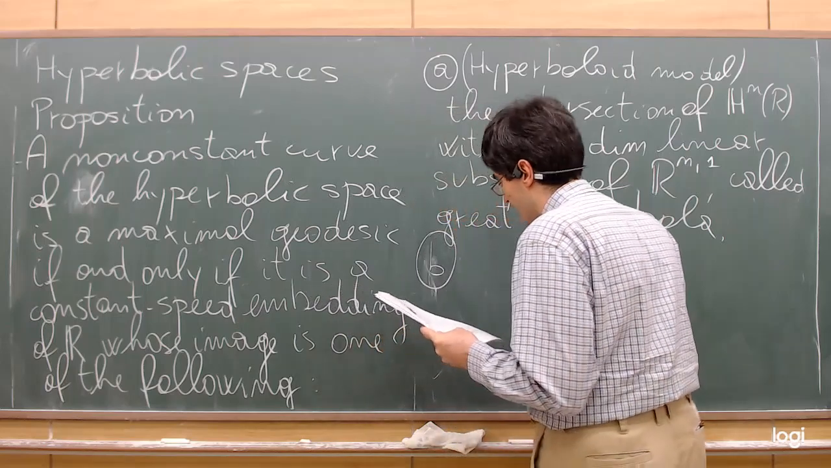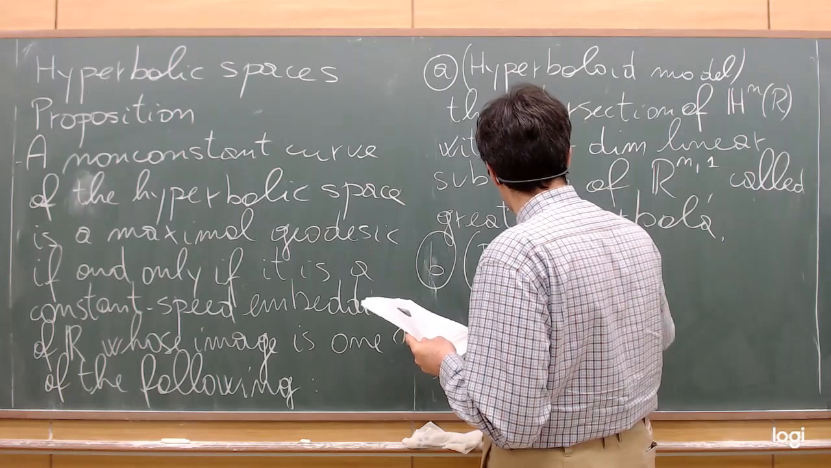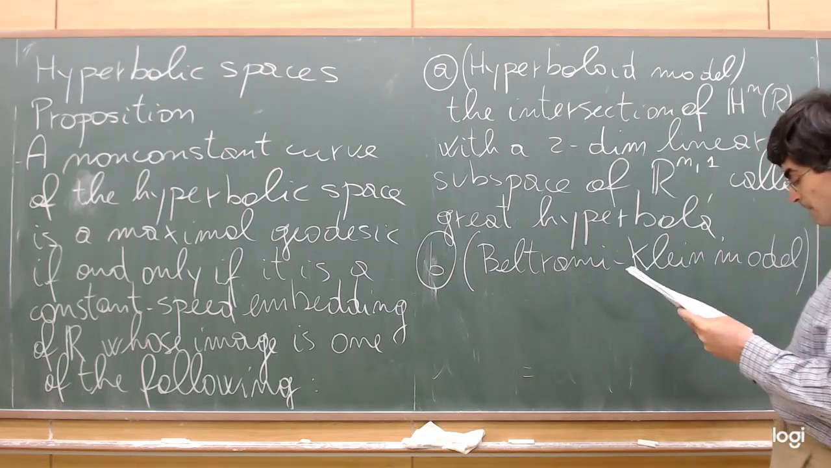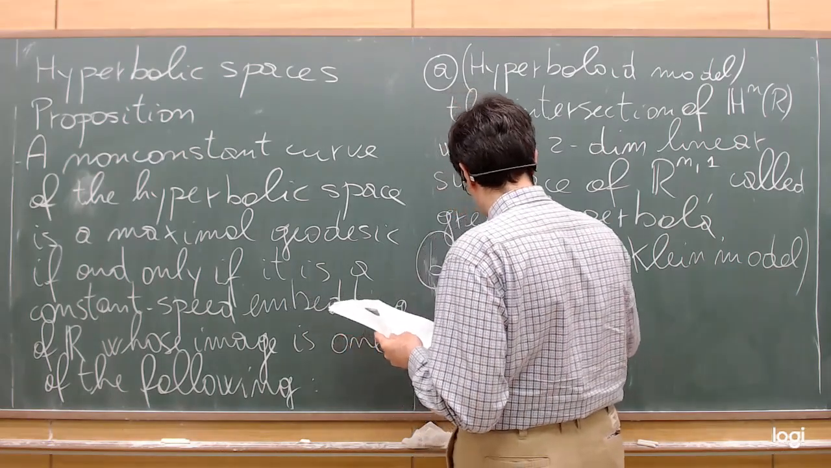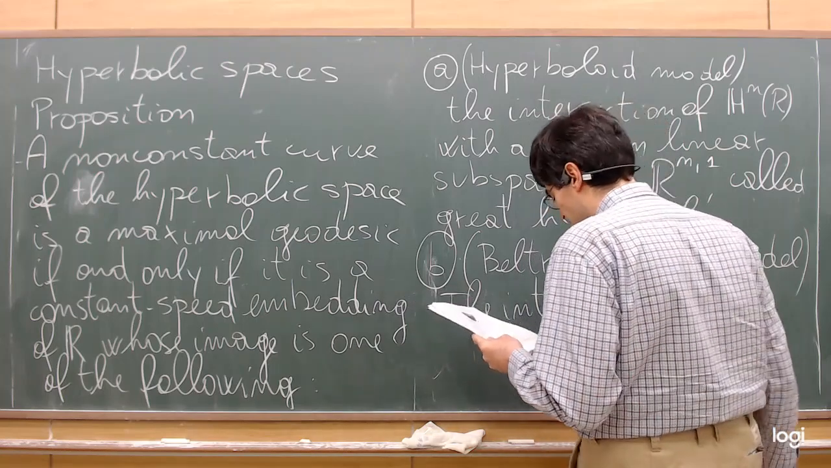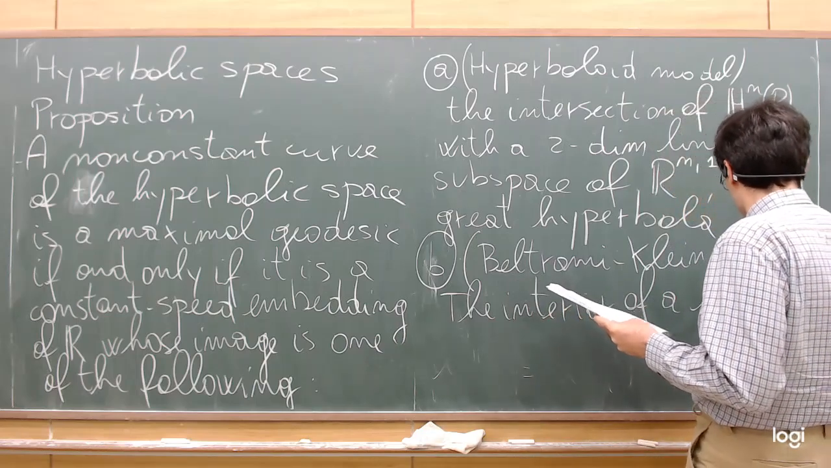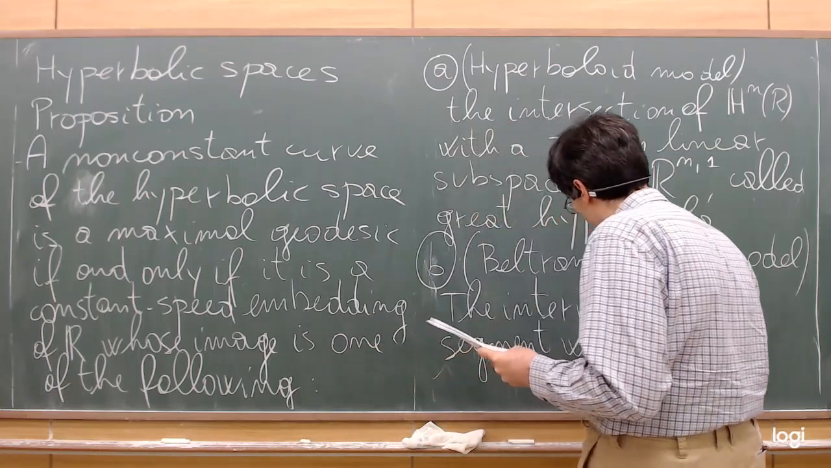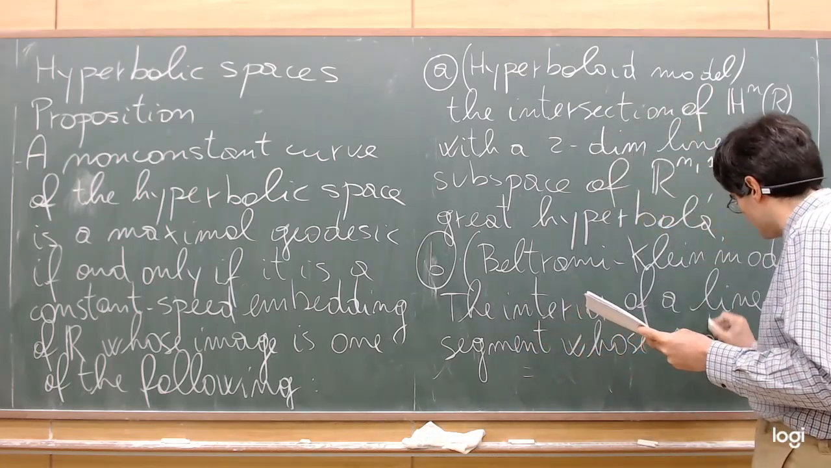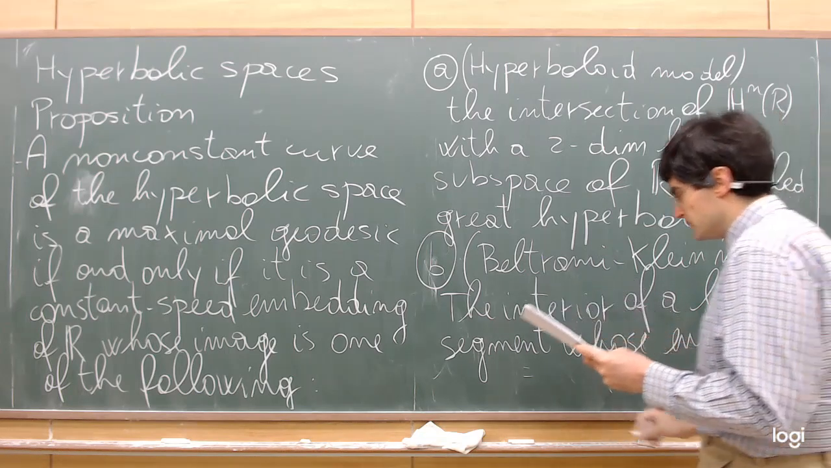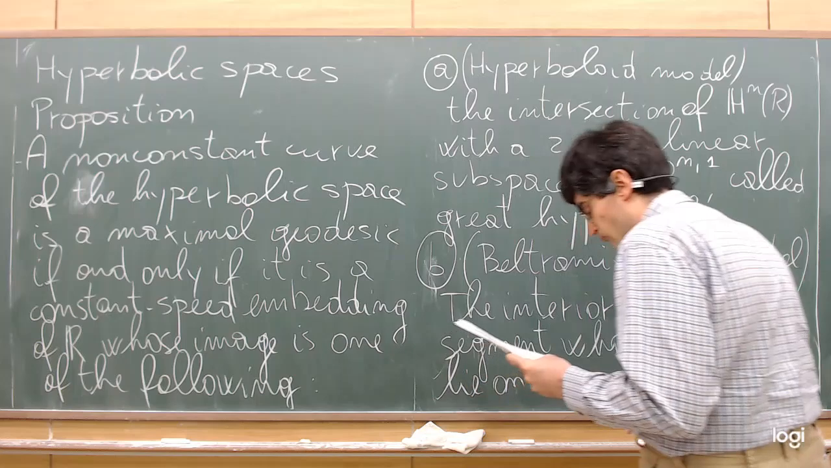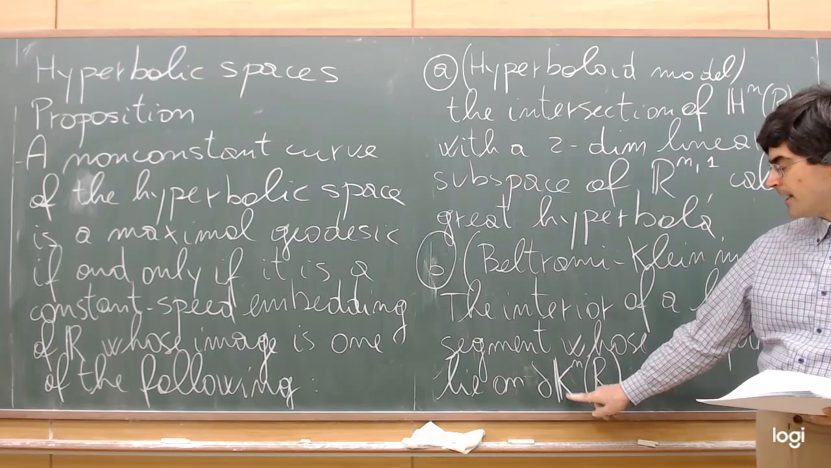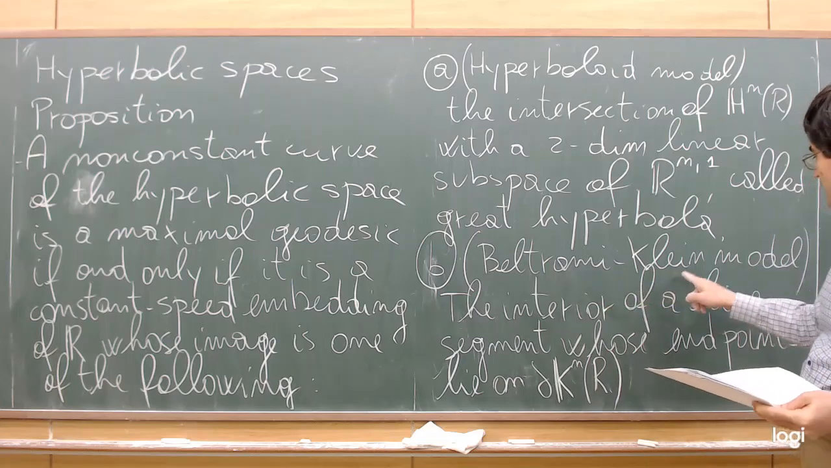B. In the Beltrami-Klein model, the interior of a line segment whose endpoints lie on the boundary of K n R. K n R is the symbol we use for the Beltrami-Klein model of the hyperbolic space.